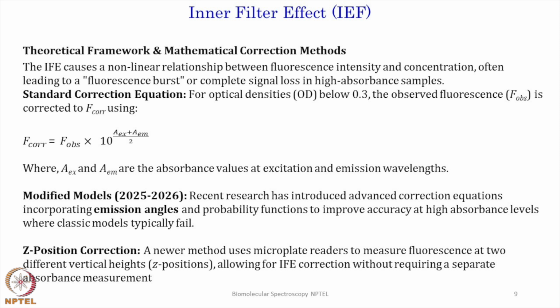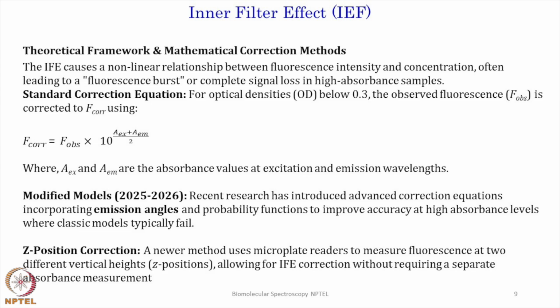So, one can have a standard correction equation where you have to keep the optical density below 0.3, and then the absorbed fluorescence is corrected using this formula. F correction will be F absorbed divided by the excitation absorbance and emission absorbance, that value divided by 2. So, this is one of the ways you can correct the inner filter effect.